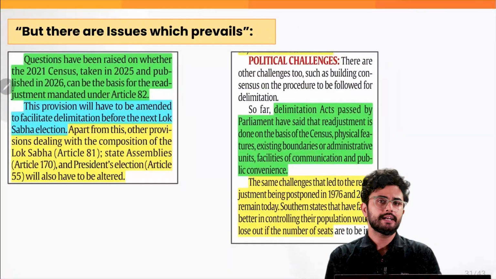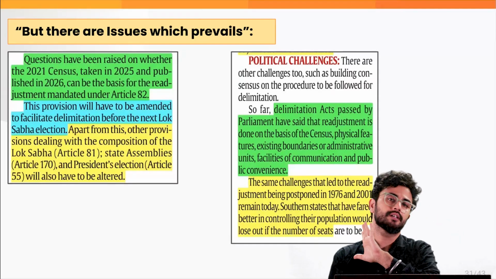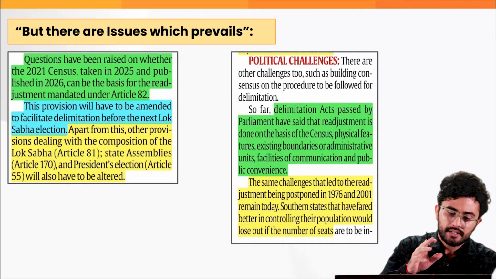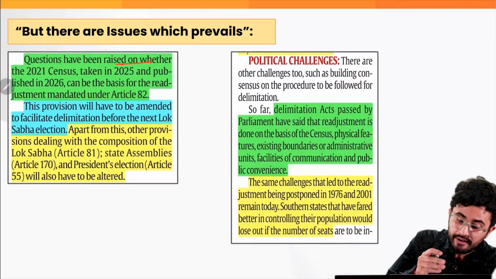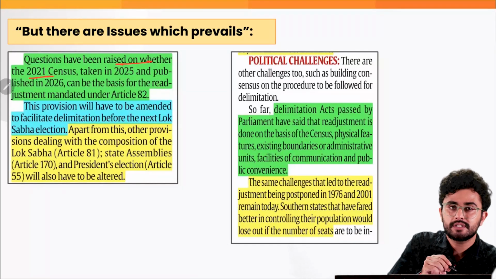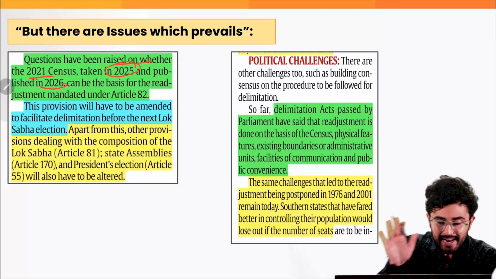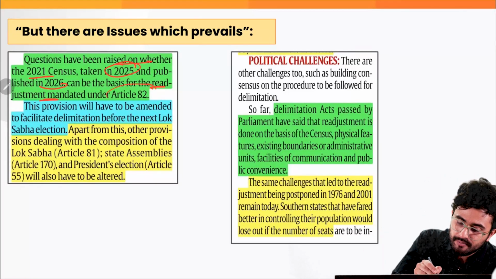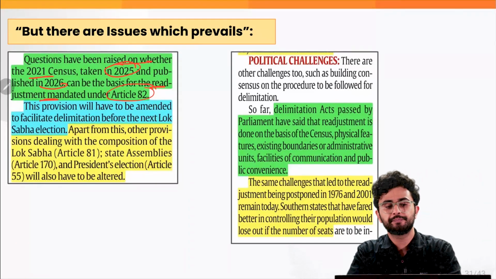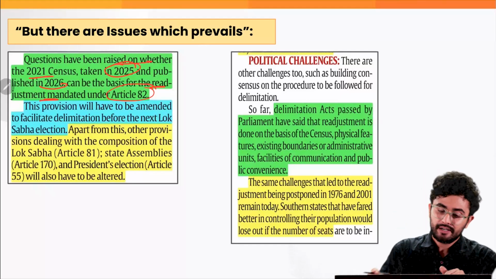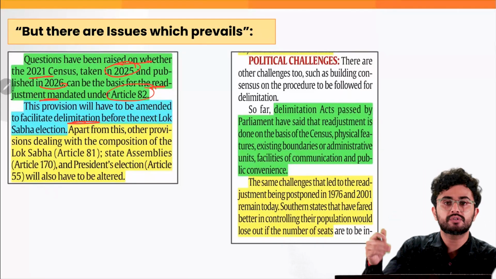But the article highlights that there are certain issues which still prevail. First, the question is raised on whether the 2021 census, which is taken in 2025 and published in 2026, can become a basis for the readjustment which has been mandated under Article 82. The provision will have to be amended to facilitate the delimitation before the next Lok Sabha election.